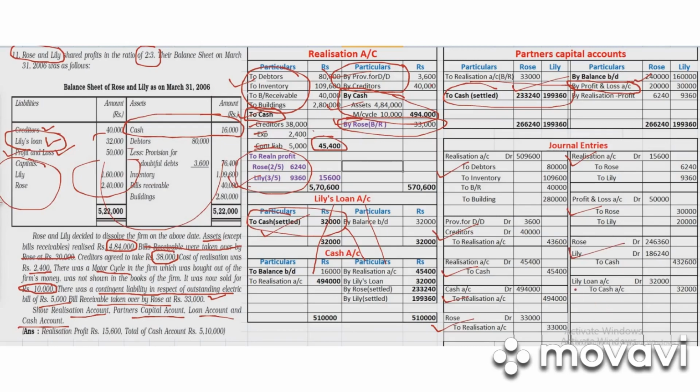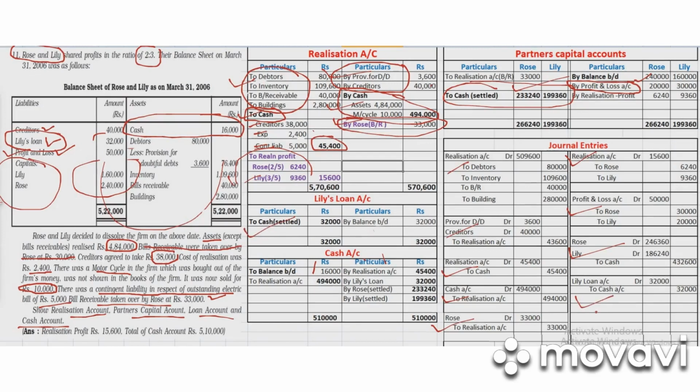Then the very next journal entry is about Lily's loan account, cash payment. You can see that here, dear students. See Lily's loan account. You can see how it is settled. Okay, Lily's loan account, I will show it in a better way. You can see Lily's loan account debtor to cash. It is paid.